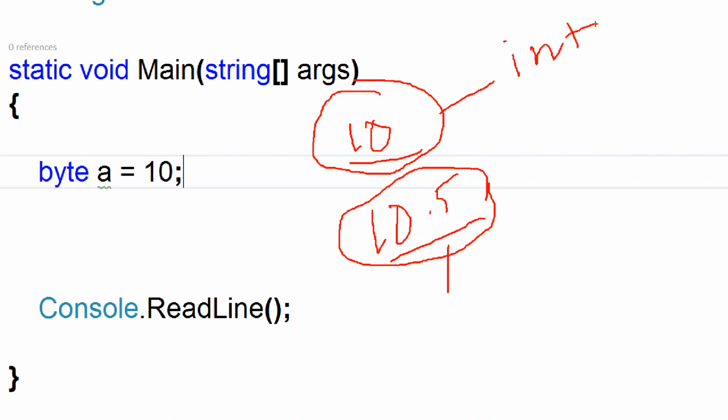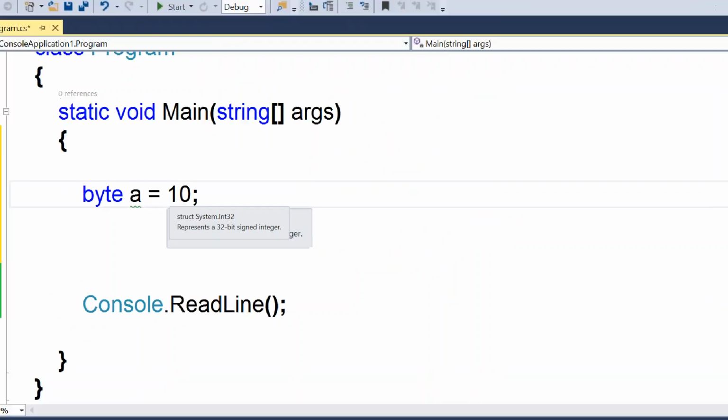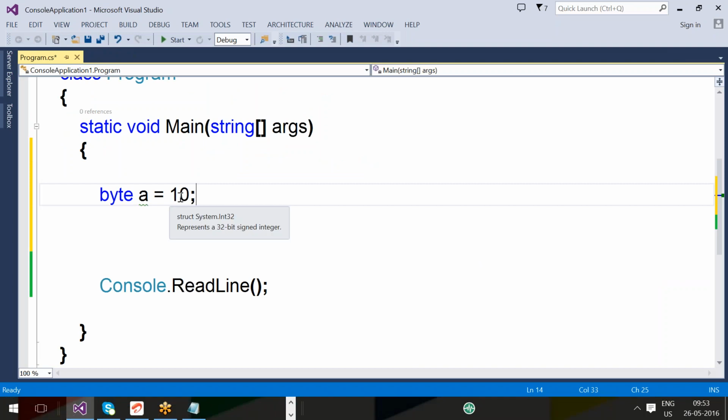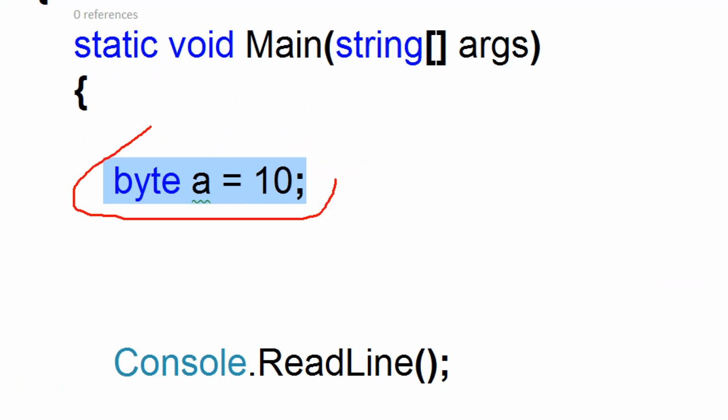Remember this point. Now the type of 10 is int. You can observe System.Int32. Int base type is Int32, 4 bytes, 4 into 8, 32 bits. Okay guys, now that int type data you are assigning into a byte variable, even though it is not giving an error, because the compiler is supporting this. Remember that point, but it will be part of a topic called typecasting, which will be the next topic.